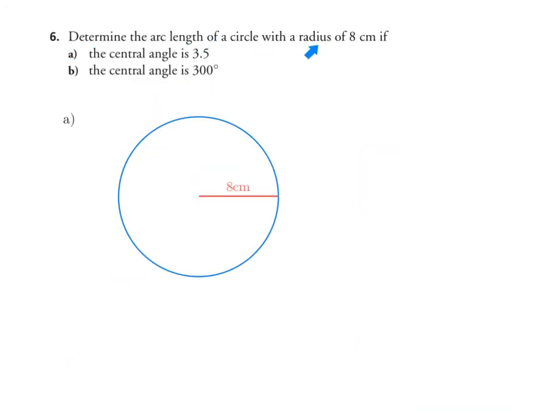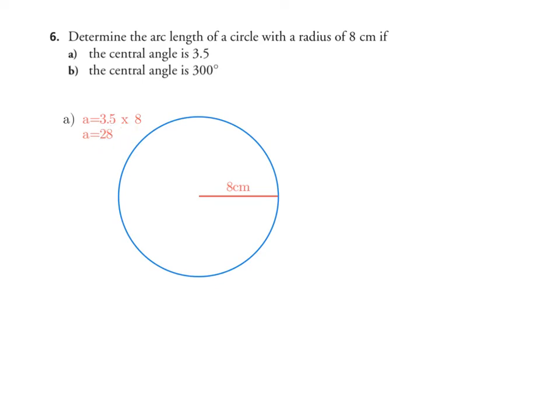Determine the arc length of a circle with a radius of 8 centimeters if the central angle is 3.5. Well, the cool thing about this 3.5 is that it's in radians because it doesn't say degrees. If this were 1 centimeter, then the central angle of 3.5 would just mean that it's 3.5 centimeters around. The angle is also equal to the arc length, but that's only if this is 1 centimeter. Since it's 8 centimeters, the arc length is going to be 8 times as long. So it's just simply 3.5 times 8, which is 28.